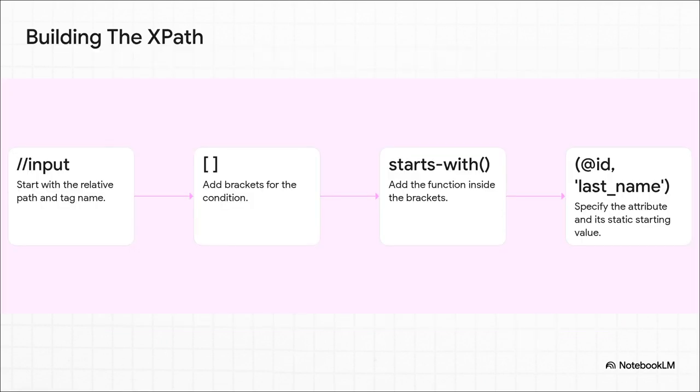And you know what? Building the XPath for this is incredibly easy. First, you start with the tag name, like //input. Then you add some square brackets for your condition. Inside those, you just pop in the starts-with function. And finally, you tell it two things: which attribute to look at, in our case the @id, and the static text it needs to begin with, like lastname. It's as simple as that.